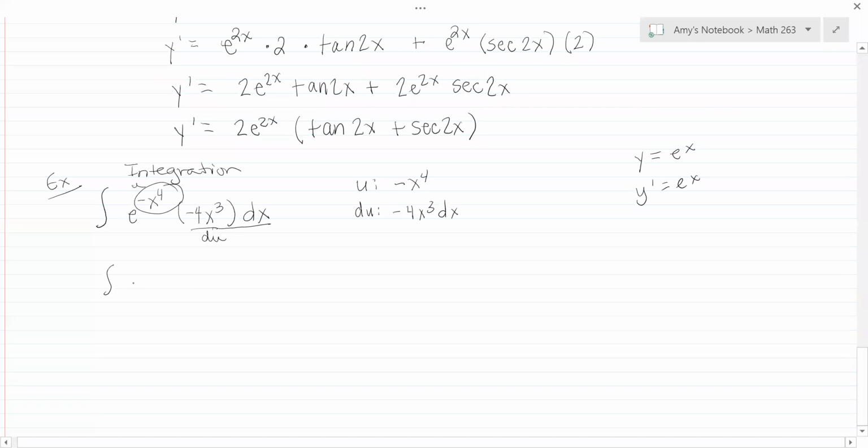So this becomes the integral of e to the u du. Well, you know that the integral of e to the x dx equals e to the x plus c. Pretty simple. So if we're doing the integration of e to the u, it's e to the u plus c, and then you can back solve your u in there.